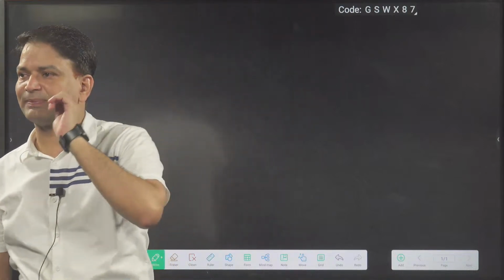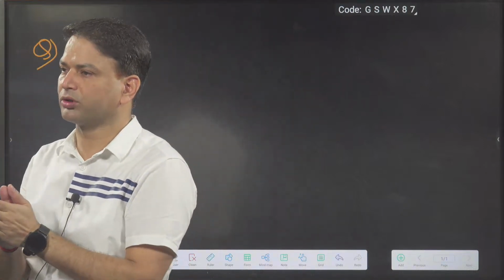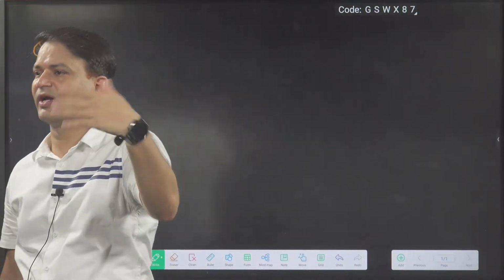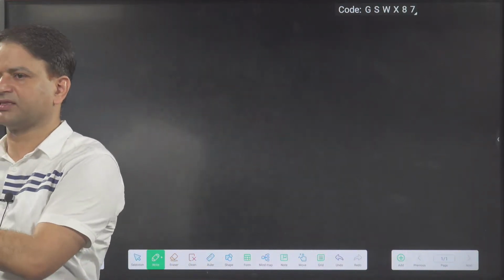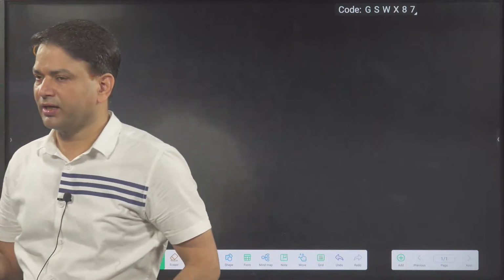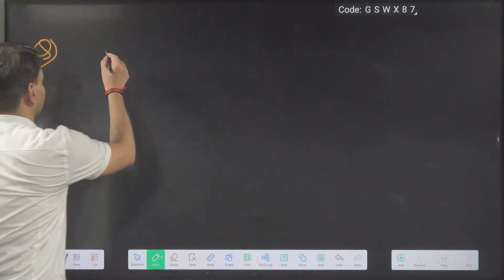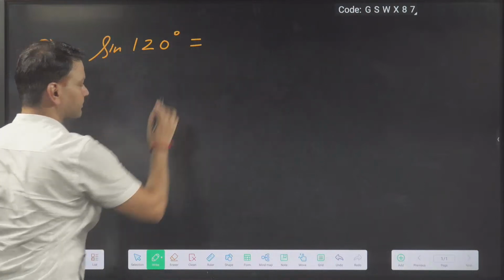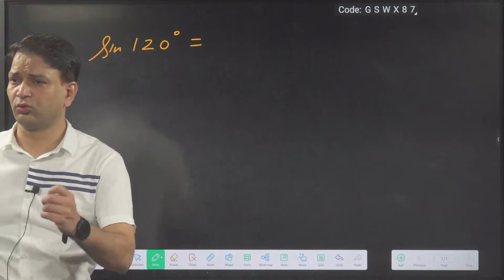earlier what I did, I split the angle. If suppose the angle they gave was more than 90, then I split the angle as 180 minus, 180 plus, 360 minus, 360 plus. Okay, but another way is also there. Like suppose I am asking the value of sine 120 degree.